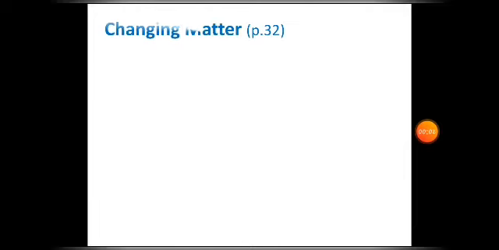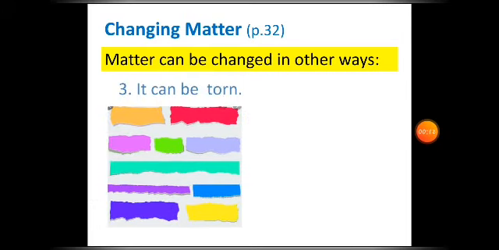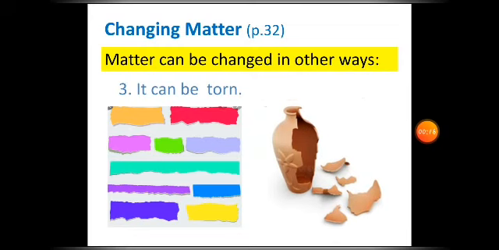The third way that we can do is by tearing or breaking. Take a look at these pictures. So we have torn paper here and a broken vase. See what happened to them. What are the changes that we can do when we tear or when we break something? So first, the shape is changed. Then secondly, the size also is changed.